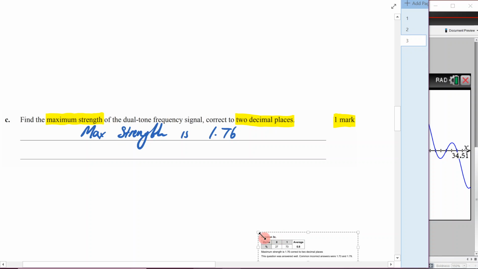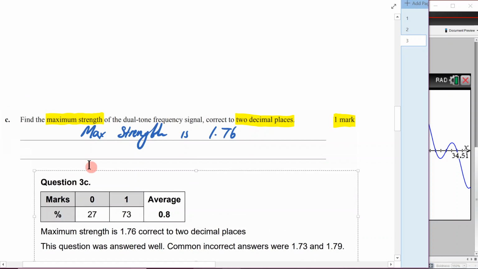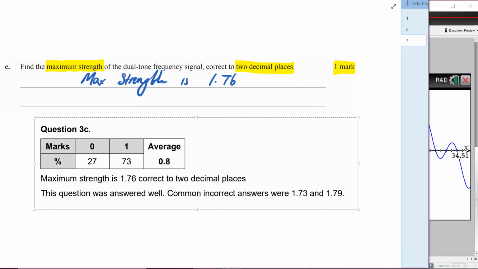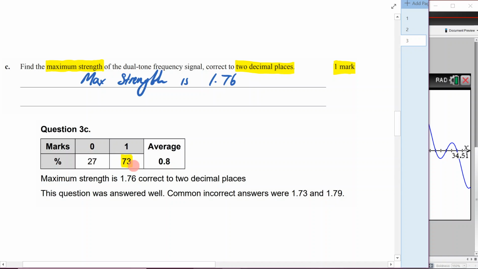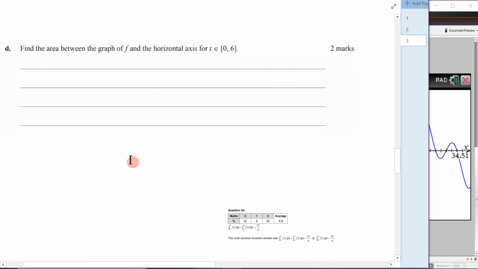All right, so let's now look at the examiner's report and see how people did with this question right here. 73% of the state got the full 1 mark. The maximum strength is 1.76. That's what we said here, correct to 2 decimal places. The question was answered well. Common incorrect answers were this and this. I'm not quite sure why people have gotten that one wrong. That wasn't too tricky at all. Okay, let's keep on moving.